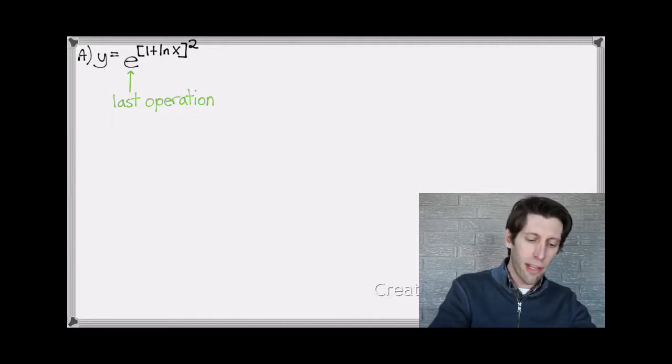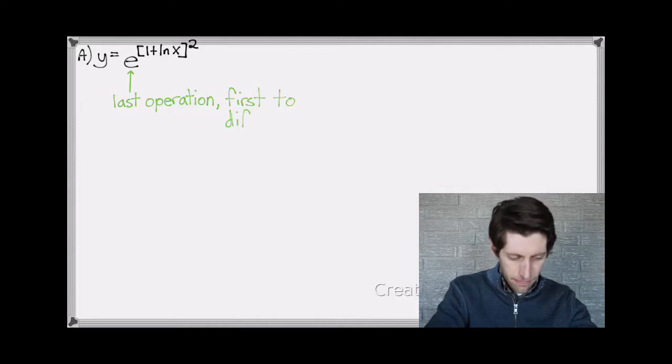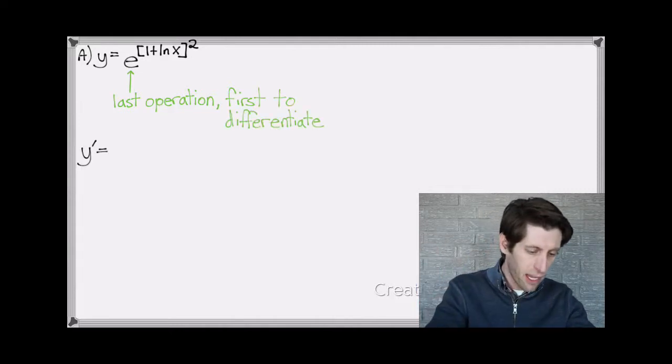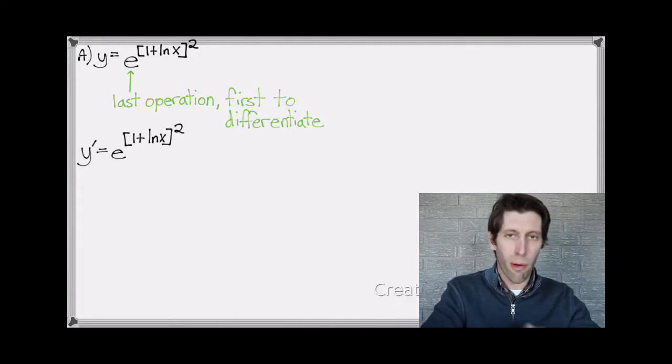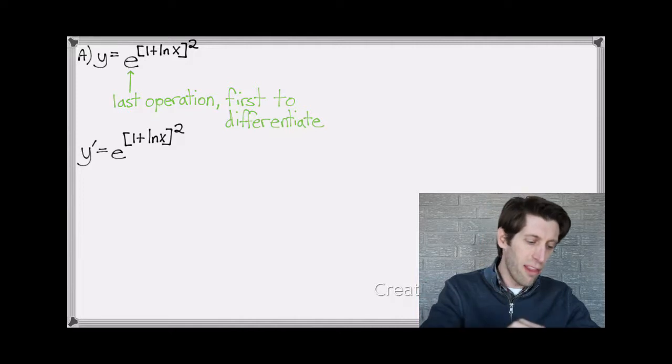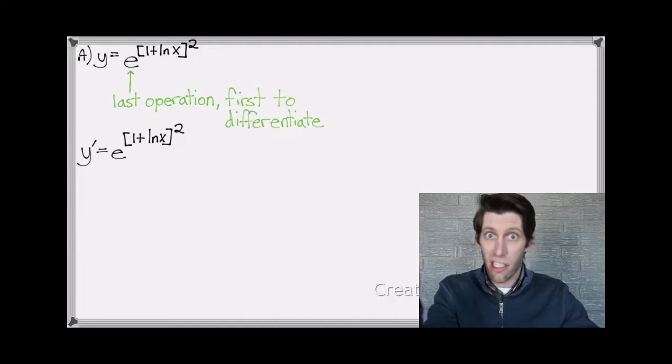So we're going to differentiate this last operation first. So the first thing that we differentiate here is e to the whatever. And what that looks like is the following. Remember, e to the whatever is its own derivative. So in this case, y prime is just e to the whatever.